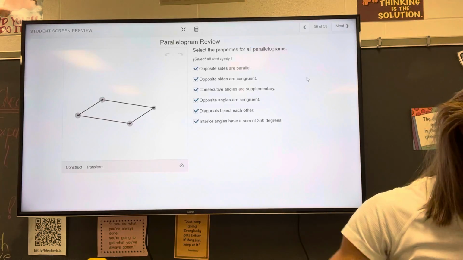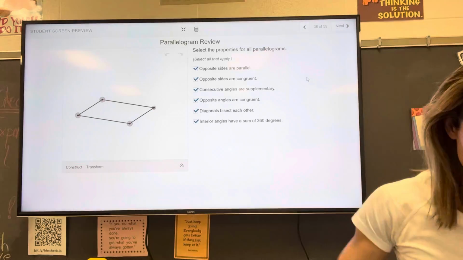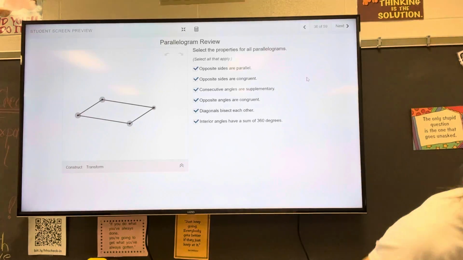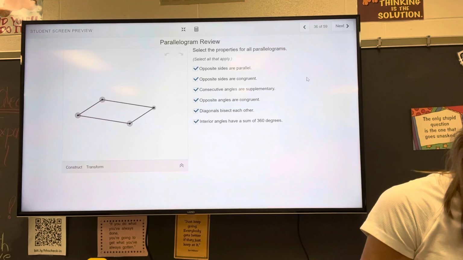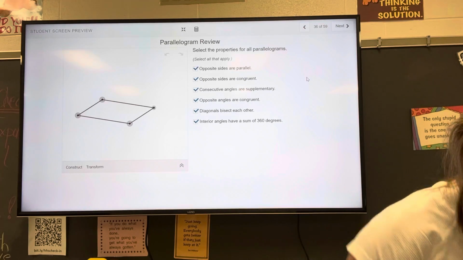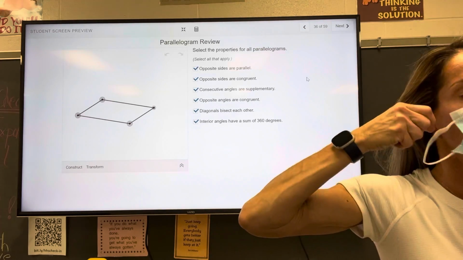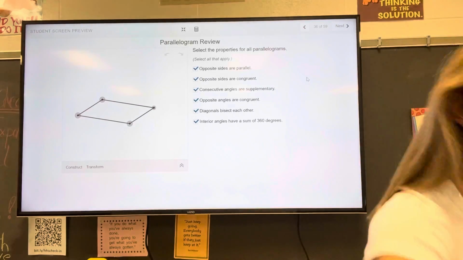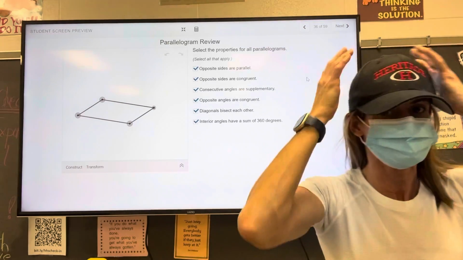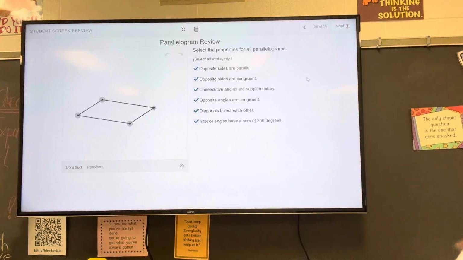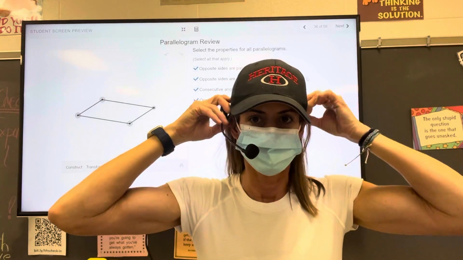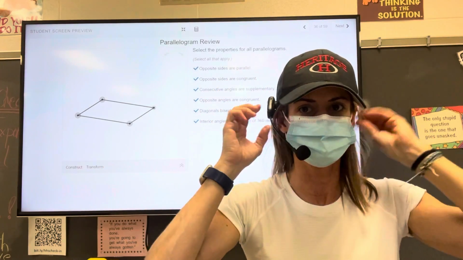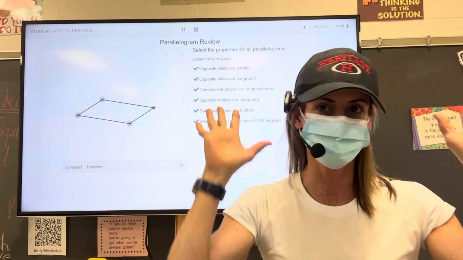Okay. So today we're going to quickly review parallelograms and the properties of parallelograms. And then we're going to go into special types of parallelograms. And they're rhombuses, rectangles, and squares.